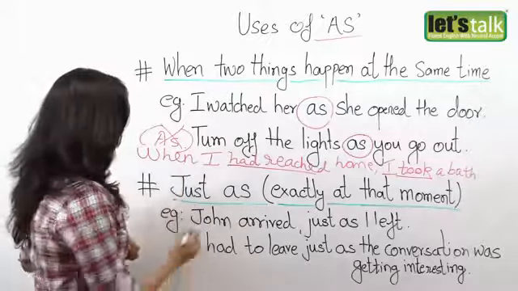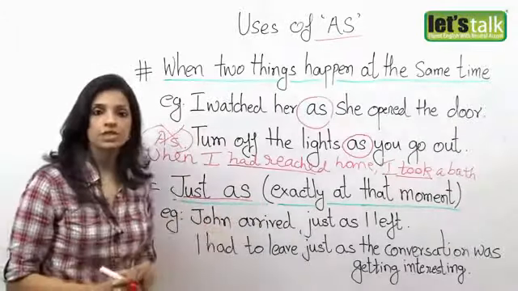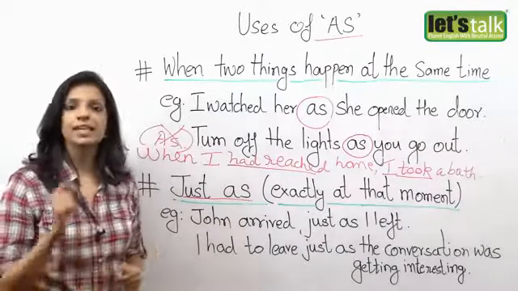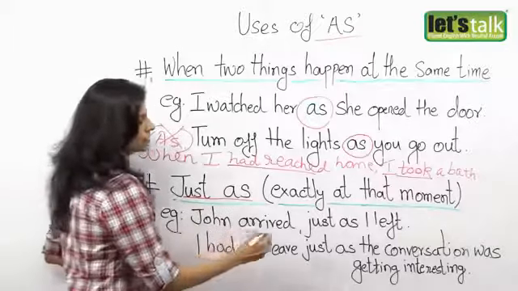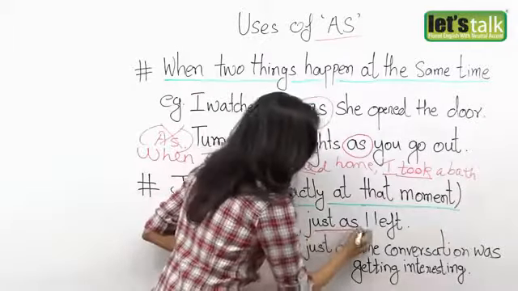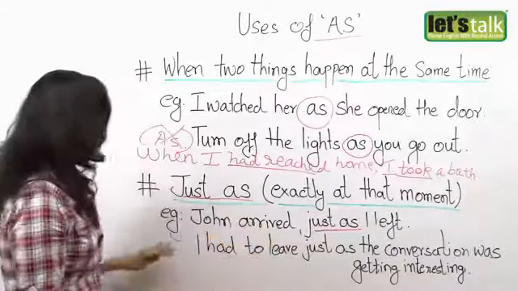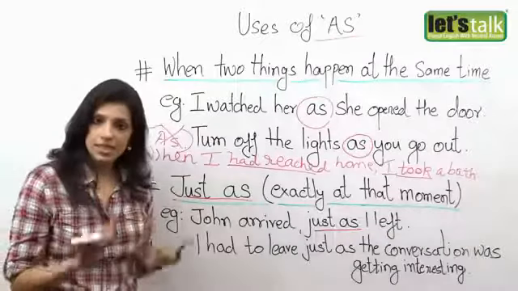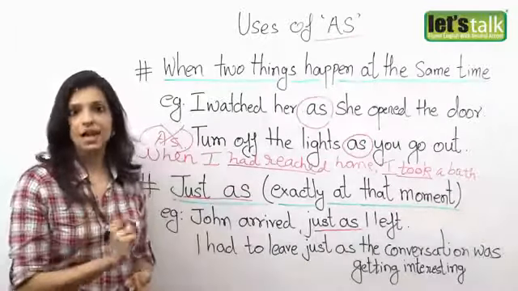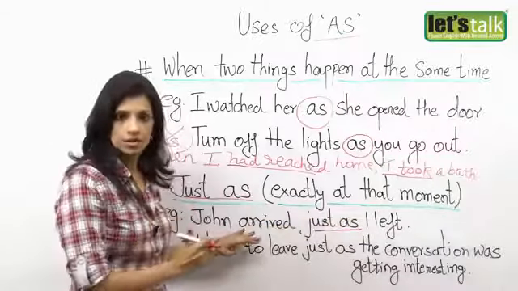Now let's take a look at "just as". We use "just as" when you want to say something happened exactly at that moment. For example, John arrived just as I left. Now friends, you can even use this without "just". You can say John arrived as I left. But when you use "just", it emphasizes that it happened exactly at that moment. So exactly when I left, John arrived.